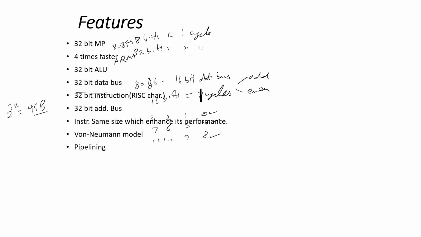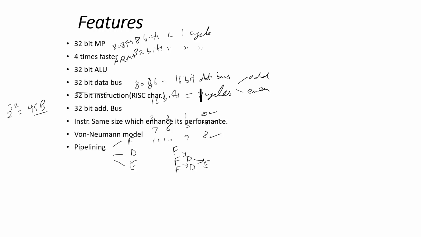The important feature of ARM processor is that it follows the concept of pipelining. So it follows the three-stage pipelining: fetch, decode, and execute. Like in the first cycle, it fetches the instruction. In the next cycle, it will fetch the next instruction and decode the first instruction. In the next cycle, it will fetch the third instruction, decode the second instruction, and execute the first instruction.